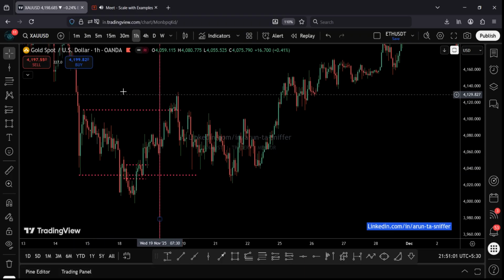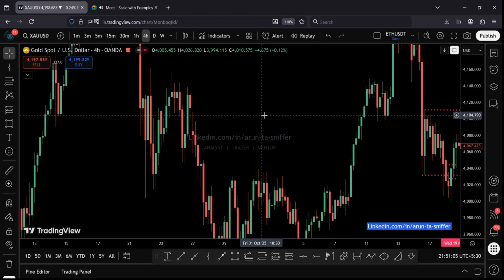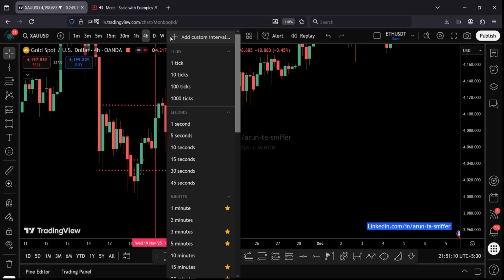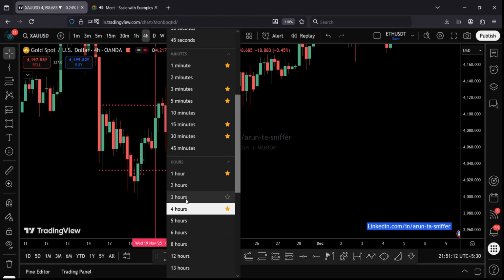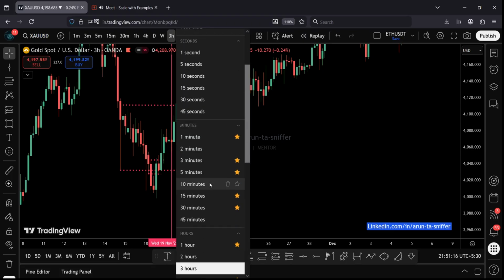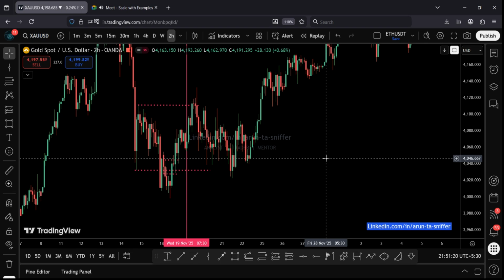Right? Some may also be watching the same chart on 4 hour time frame, right? And some may be watching the same chart on 3 hour time frame. Possible or not? Like this. Some may also be watching at 2 hour time frame. The price doesn't know what time frame it is running. It is the viewers, it is the traders who use time frame for their own convenience. Price doesn't care about time frame.